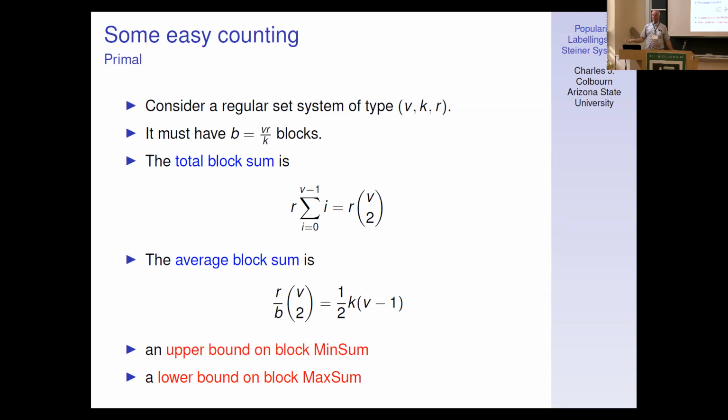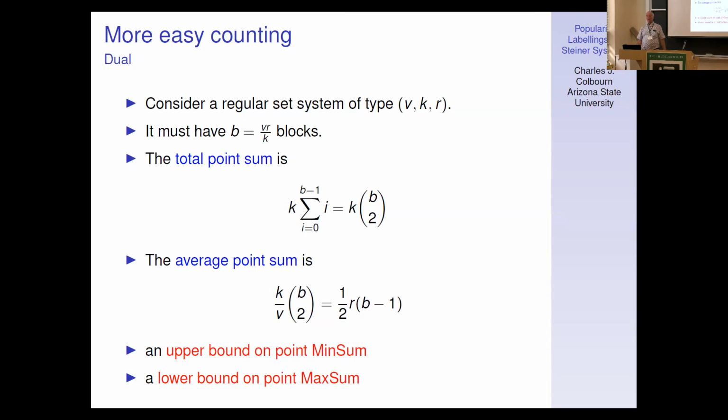Well, of course, now that's the average, so it is an upper bound on the block min sum, and it's a lower bound on the block max sum. So this tells us something about what our target might be that we're looking for. And I don't want to belabor it, but of course, the dual gives you the same thing.